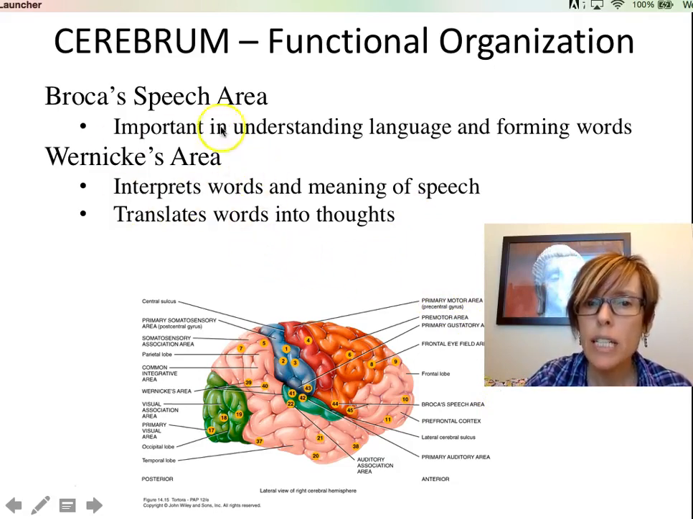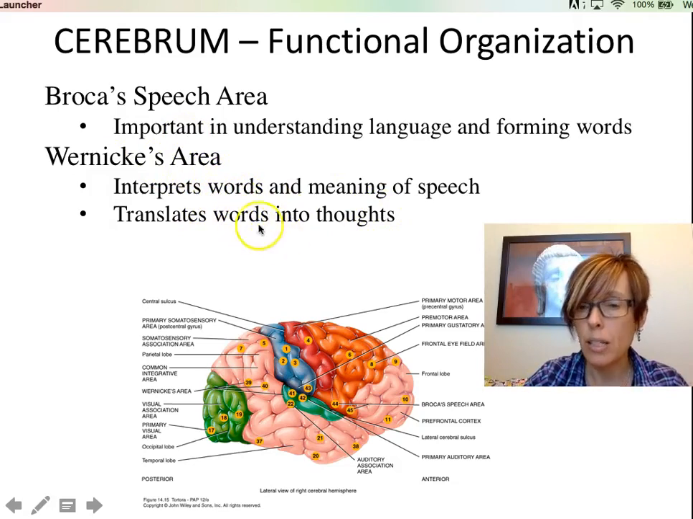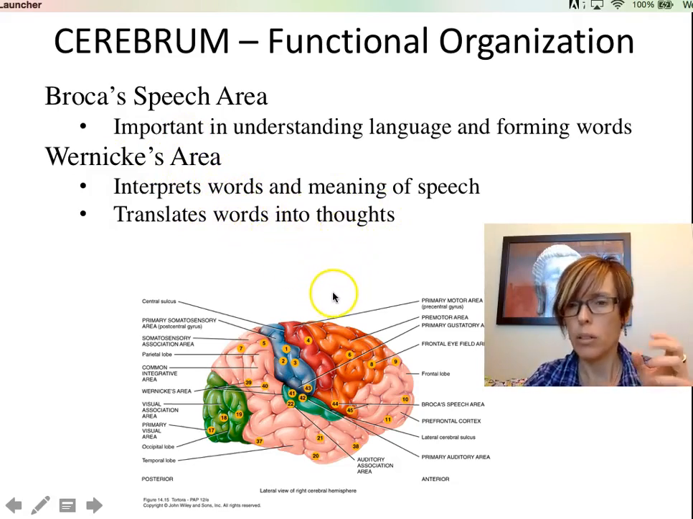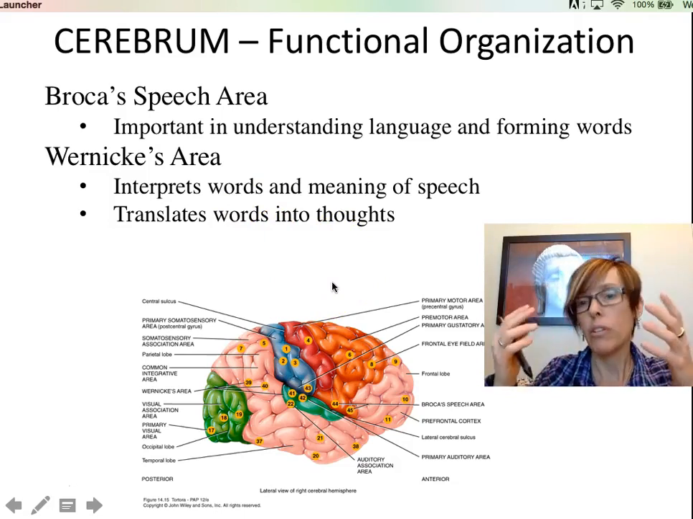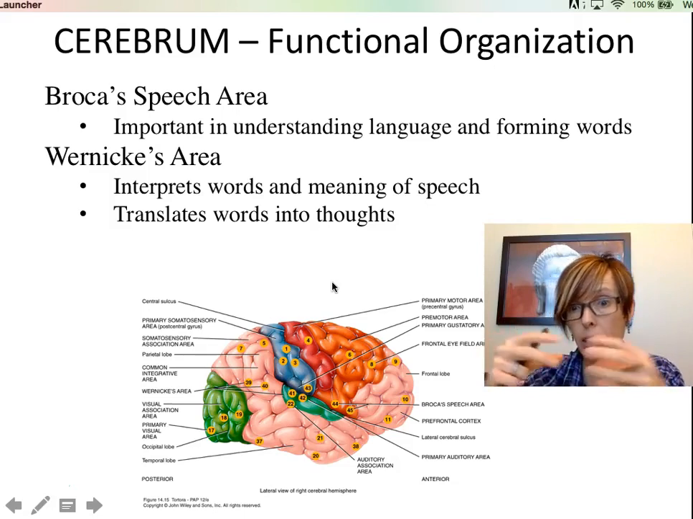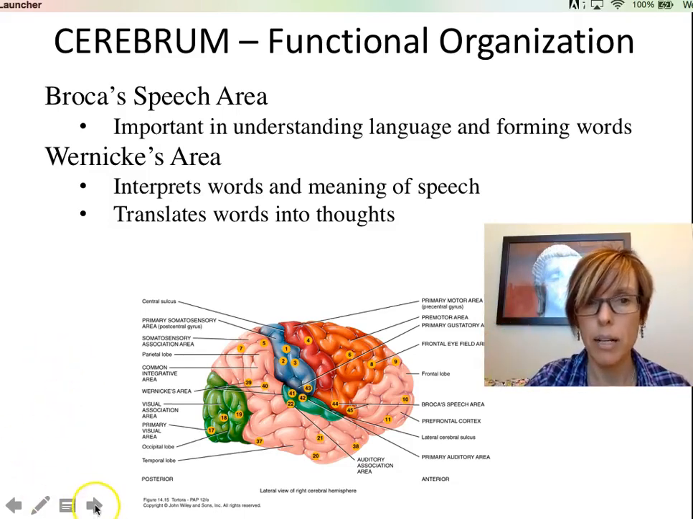In Wernicke's area, interestingly, there's a little bit of a difference. What it does is interpret words and meanings of speech, and it translates words into thoughts. When you really think about it, this is important because the word banana doesn't actually look like a banana. So you have to be able to take that word and realize that, oh, that is that yellow, long fruit that I peel. It's actually going to turn that into a thought. We'll talk more specifically about these.